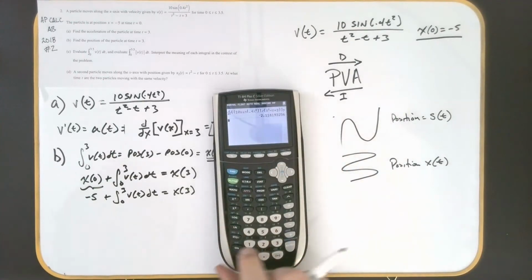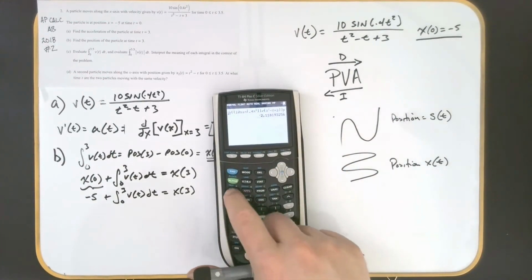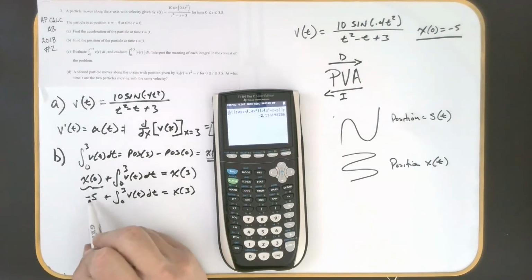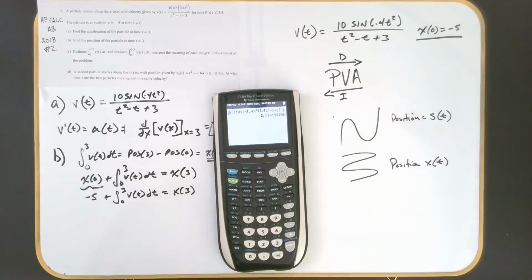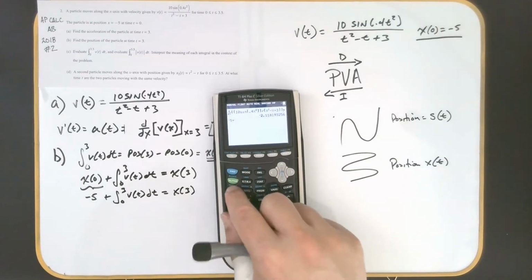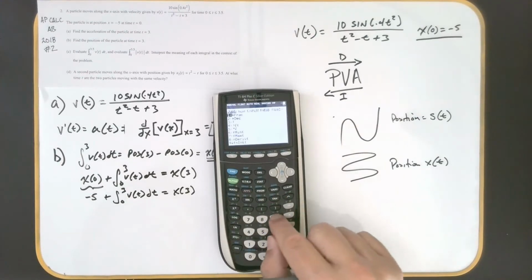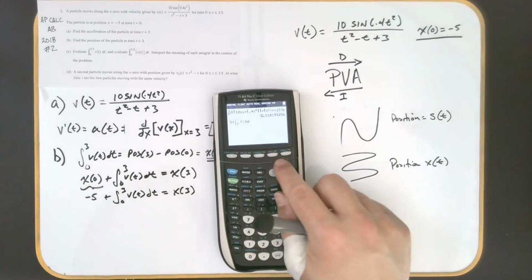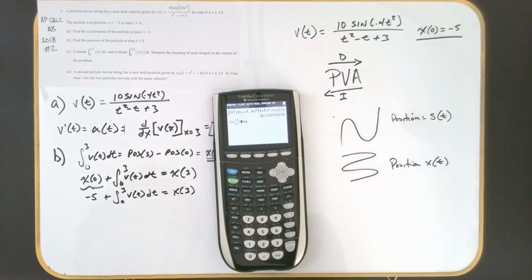So I'm going to go to my math menu, and I'm going to go down to number 9, which is my integral. But actually, I decided I'm going to put my -5 in front. It's easy to forget to include that, and you'll just lose a point for a careless error. So I'm going to put the -5 in front of my integral, plus, and then I'm going to put in my integral, which is number 9. Okay, and I'm going to integrate from 0 to 3. And now I have to put in this velocity function. Again, I have to be careful with parentheses.